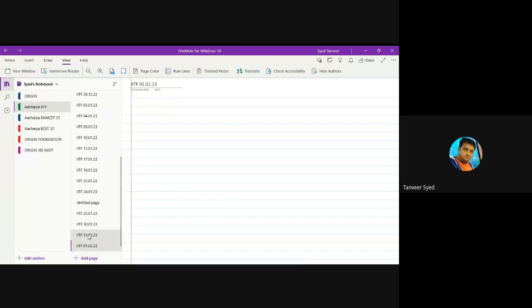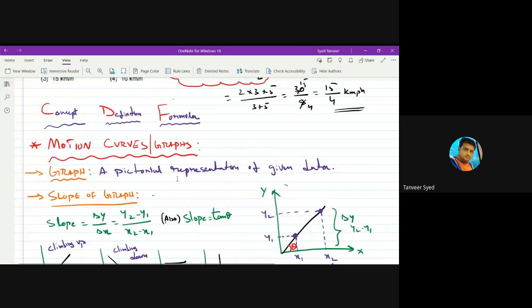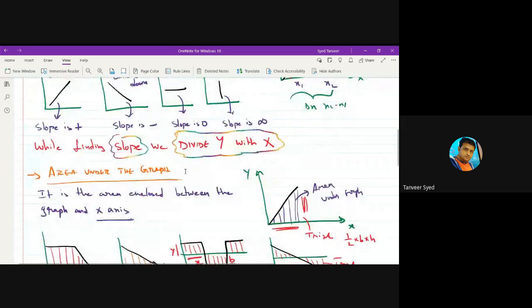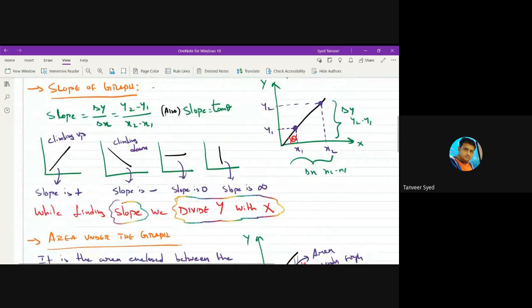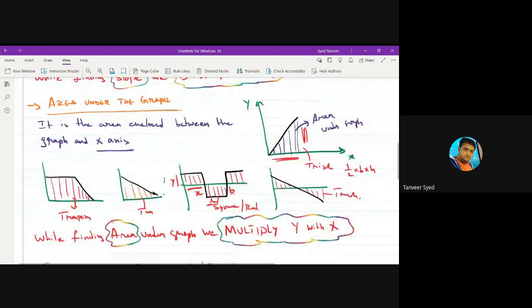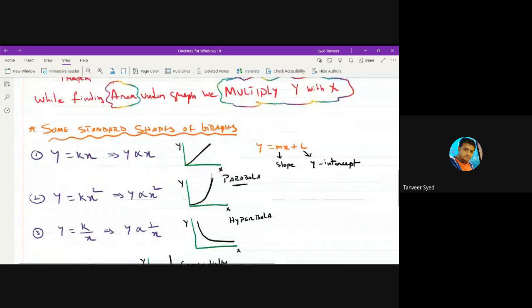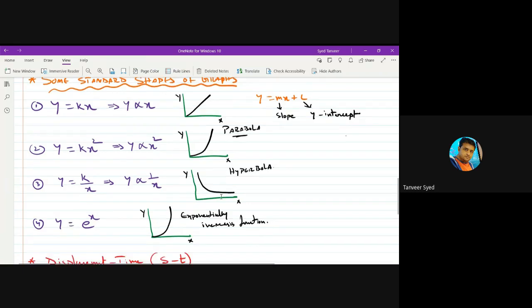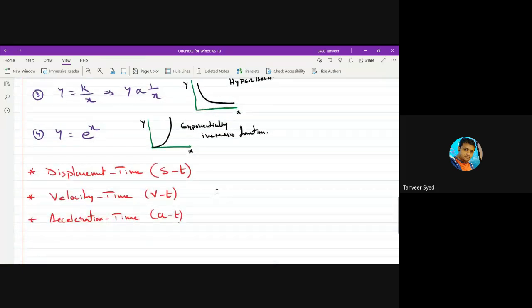Yesterday I was telling you regarding graphs. Two important points regarding graphs are the slope of the graph, how to find the slope, and how to find the area under the graph. If you are finding slope, that means you are dividing y by x. And if you are finding area, you are multiplying y with x. Depending on the relation between the physical quantities, you get different shapes for the graph. It might be a straight line, a parabola, a hyperbola, or an exponentially increasing function.